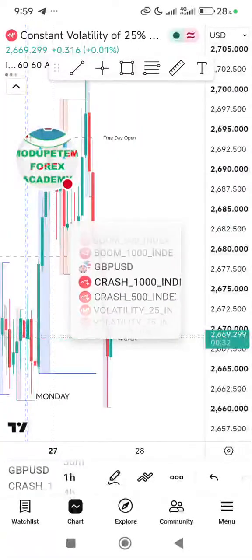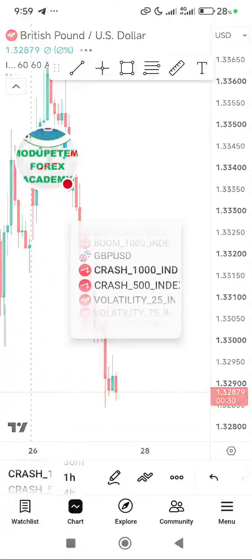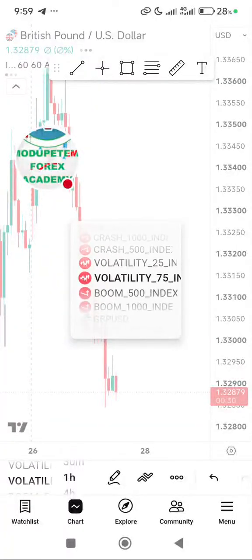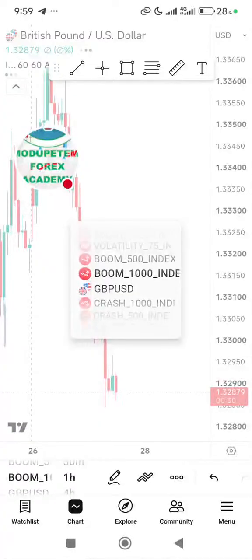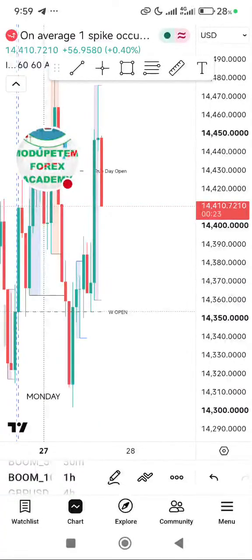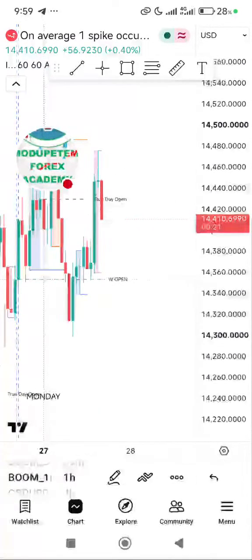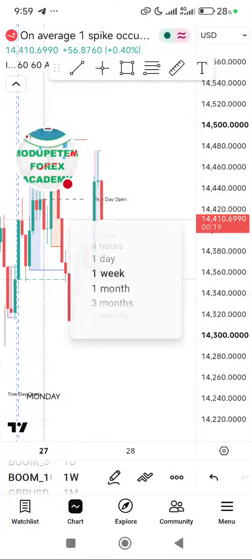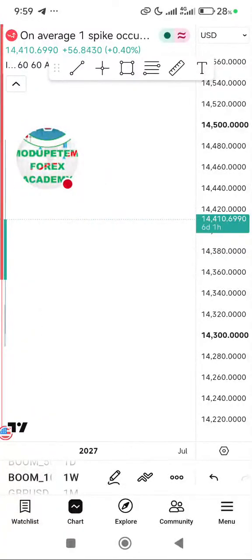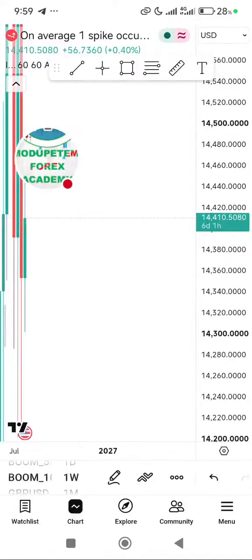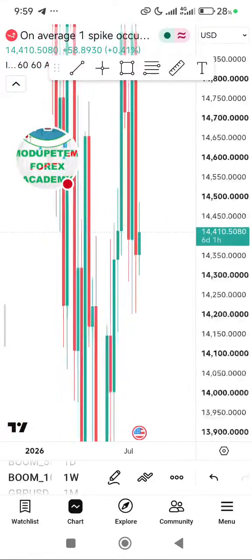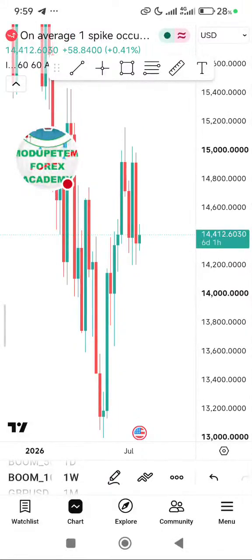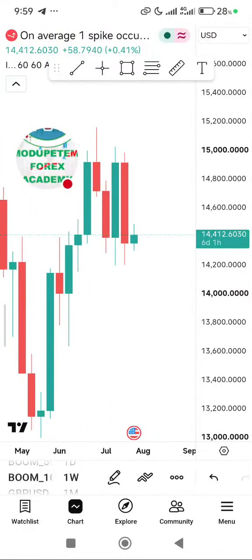So the same thing that I did on Crash Volatility 75 is what I will be doing on Boom 1000. The same thing, nothing changes. So I'm going to be starting on the weekly time frame. On my weekly time frame, you can see what we have.